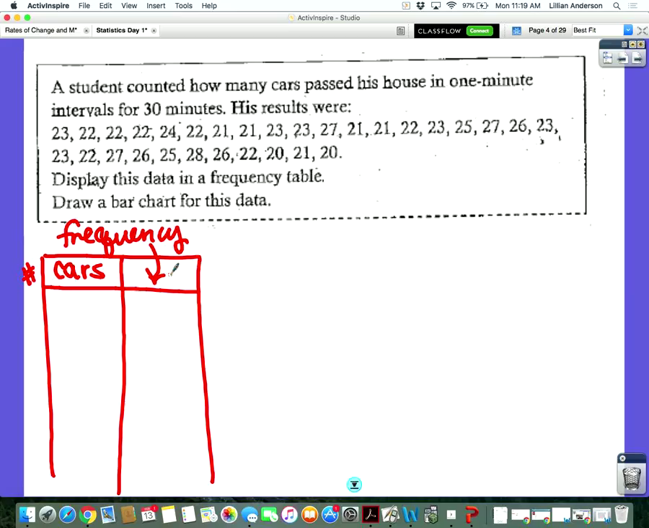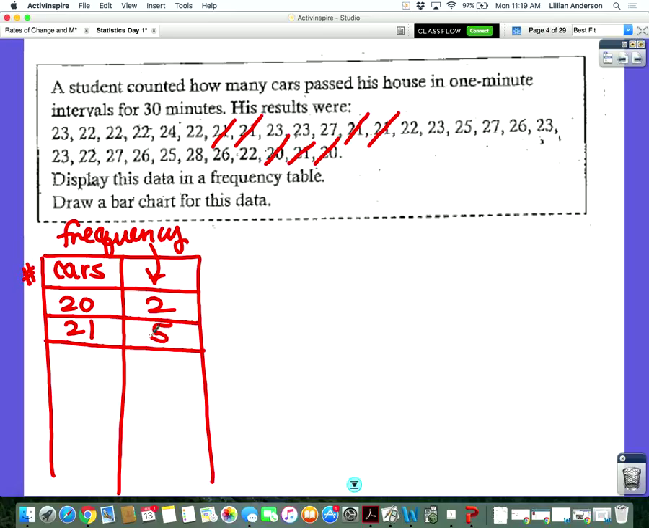So what's the smallest number of cars you saw in one of the minutes? 20. So 20 will be one of our values, and how many times did 20 show up? 2 times. Was there 21 cars anywhere? How many? 5 times. Only got 4.